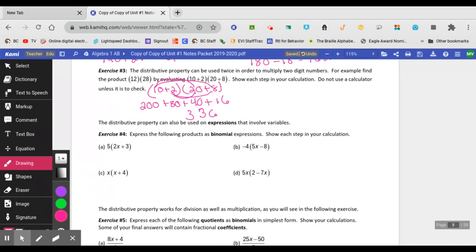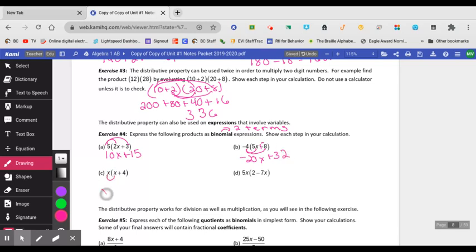So we're going to express each using a binomial. Binomial means 2 terms. And show each step. So we're going to do the same thing where we're going to do 5 times 2x, which is 10x. Plus 5 times 3 is 15. And then letter B, we're going to do negative 4 times 5x, which is negative 20x. Remember, this is really plus negative 8 here, this minus, so it's negative 4 times negative 8, which is plus 32.